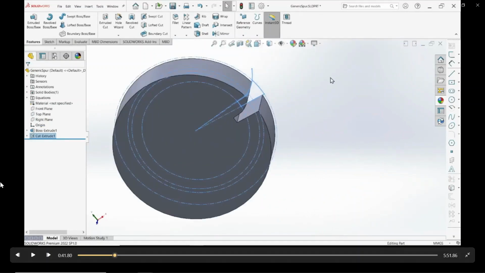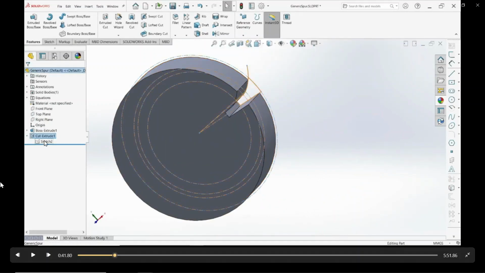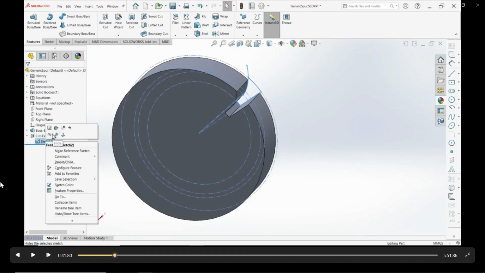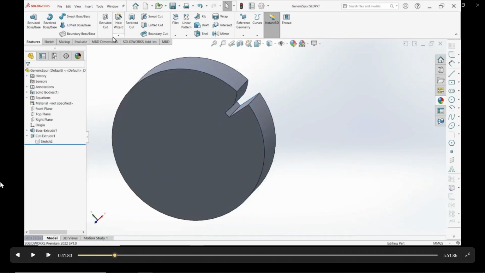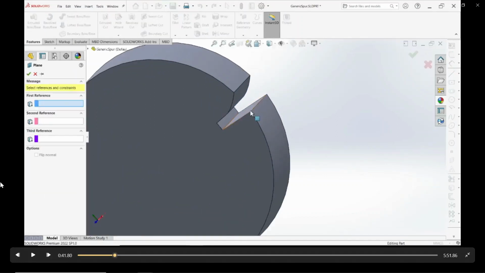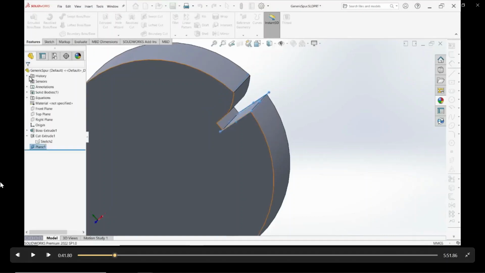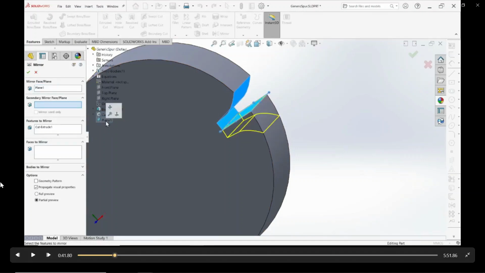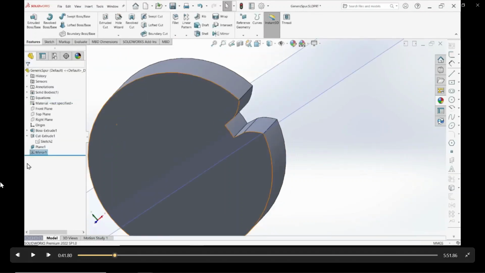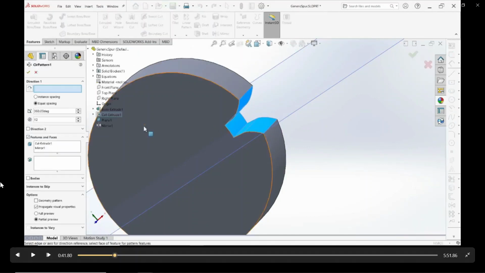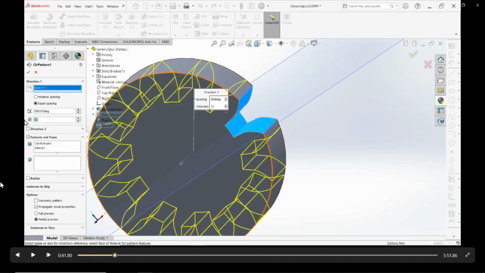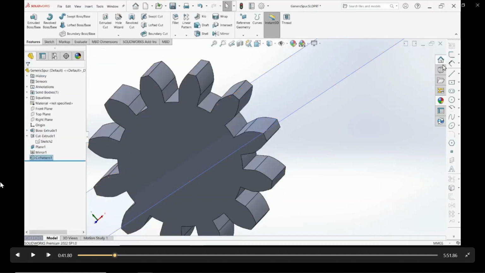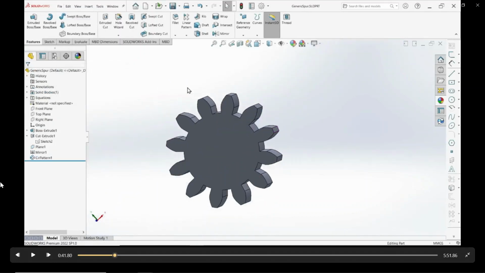Okay, now we need to create a plane on that cut surface so we can mirror the cut, since we only did half of the cut. So we need to mirror the cut to get the other half. Okay, perfect. And now we need to do a circular pattern using the number of teeth and the cut and the mirrored cut. So enter in the number of teeth. And there's your first gear.